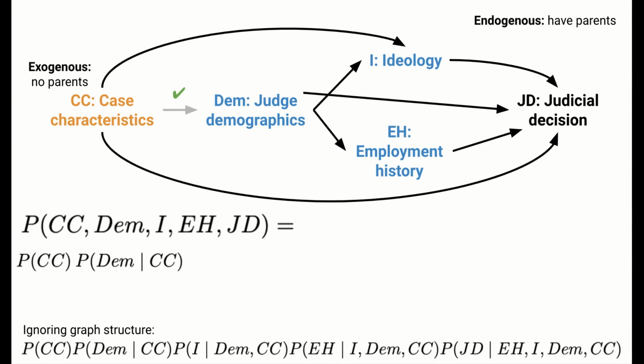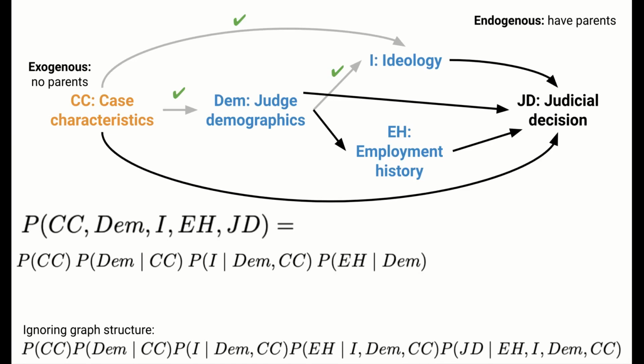Ideology is a function of both judge demographics and case characteristics, so we can add the conditional probability P of I given dem and CC to the product. So far, our joint distribution expression is looking identical to the one that ignored graph structure. Employment history is a function of judge demographics, so we can add probability of EH given dem. This is where our representation departs from and becomes more compact than the structure agnostic expression.